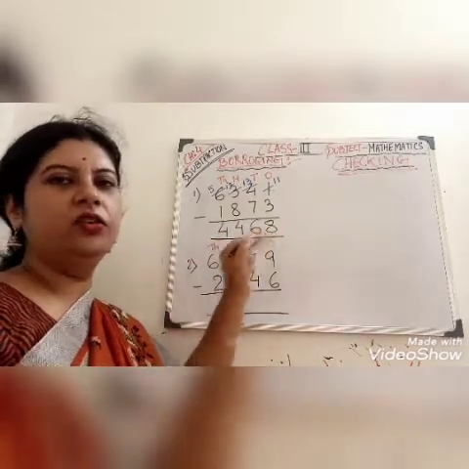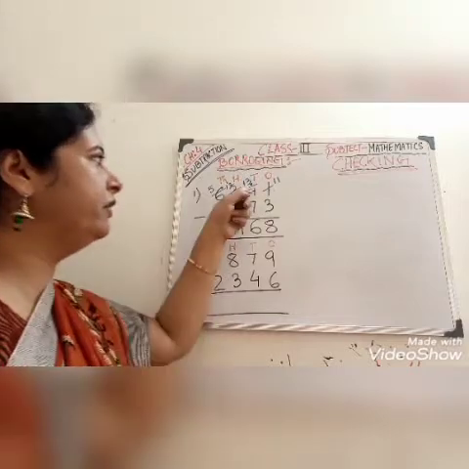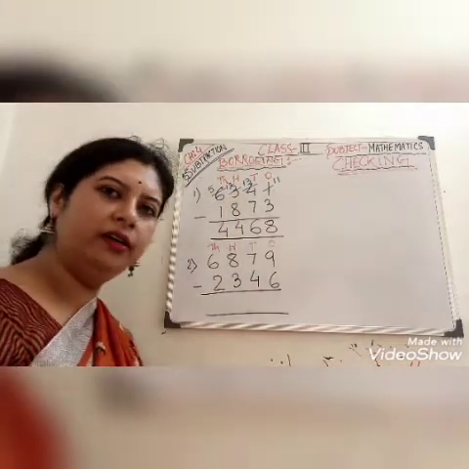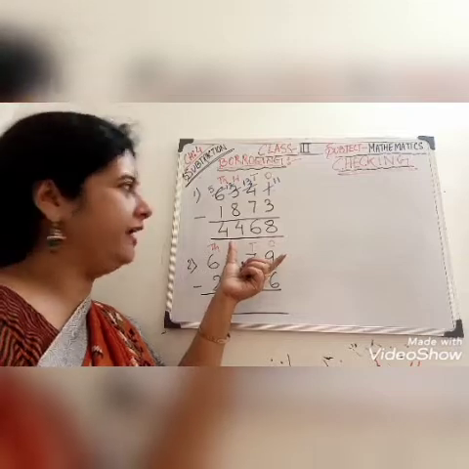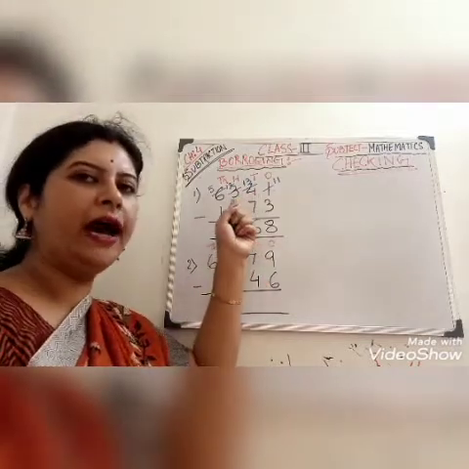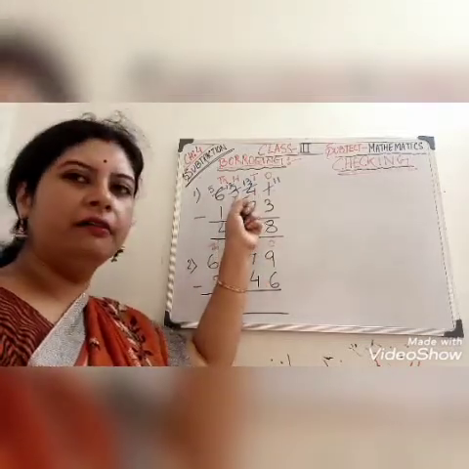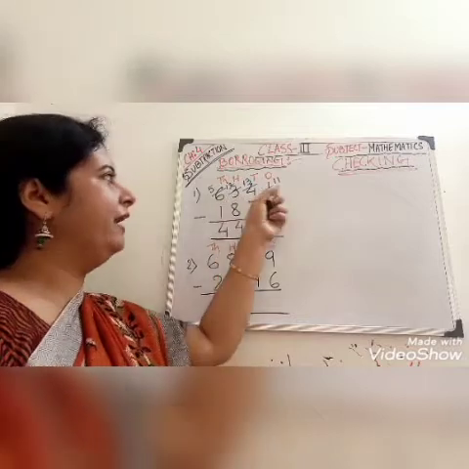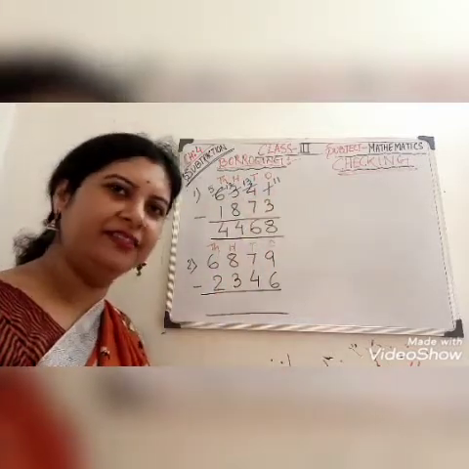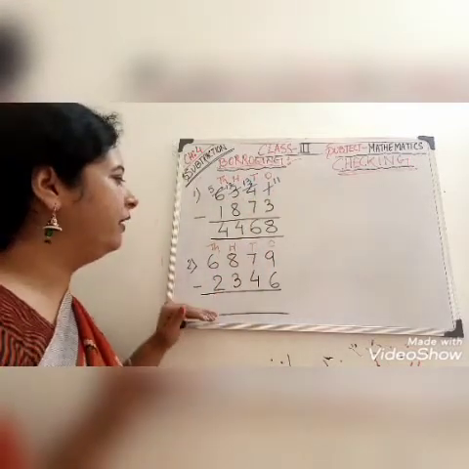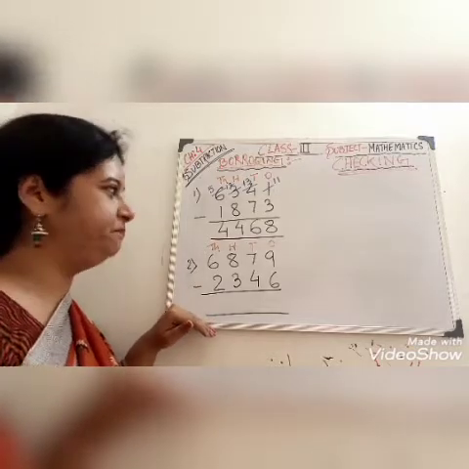4468. So, in this way, whenever your minuend is smaller than your subtrahend, always borrow 1 from the nearby place and make it a bigger one. Clear, children? Now, come to our next question.